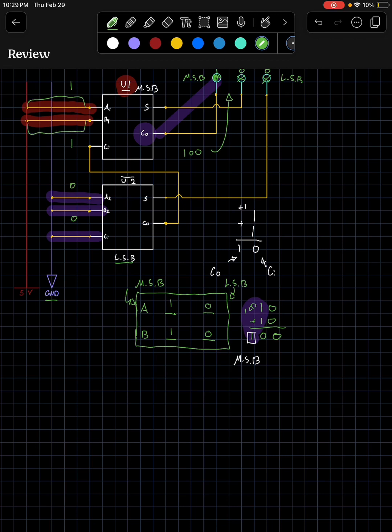Then you add these values together, simple binary addition, and you get 1, 0, 0 base 2. In decimal, or in normal numbers, this is just equal to 4. 1, 2, 4. 4 is on, so decimal is 4. And that's your answer.